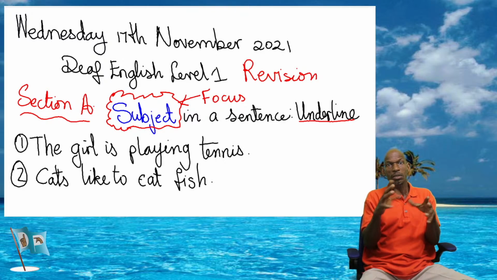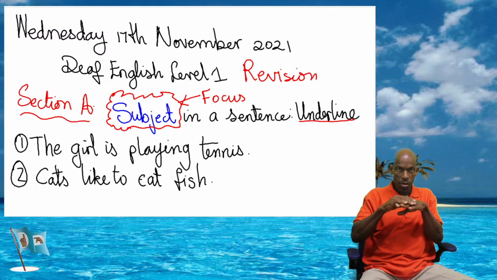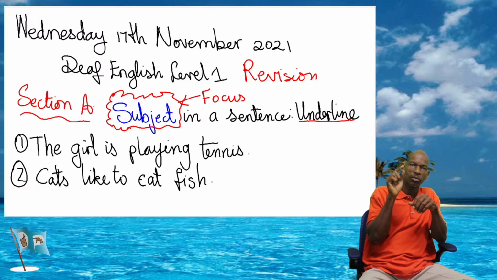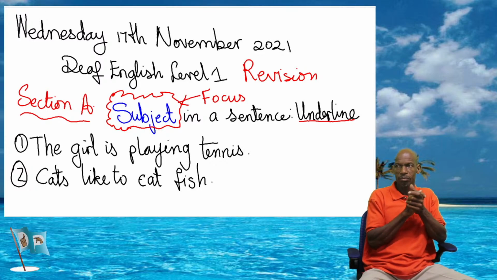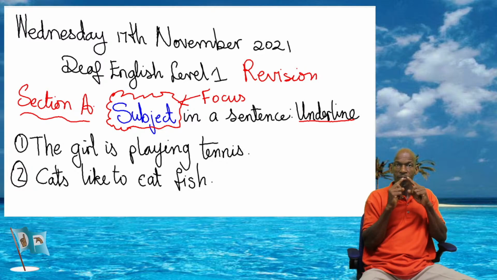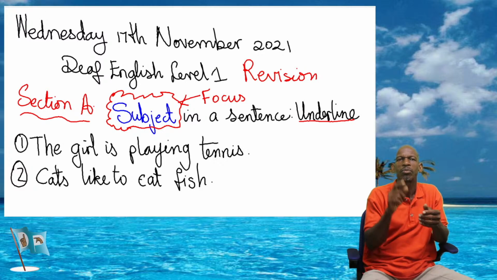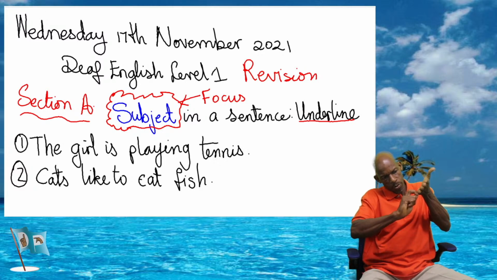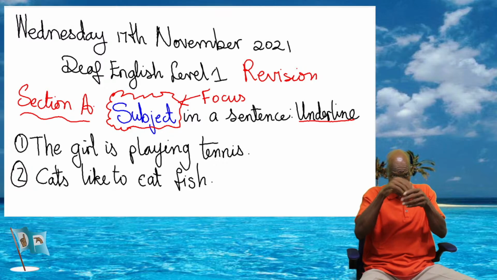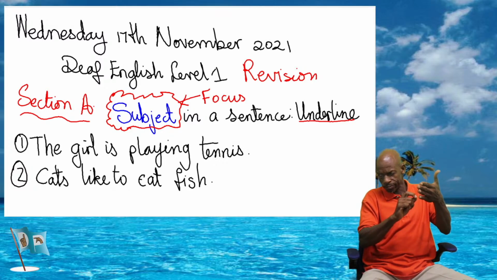Okay, so let's start with this. Selwyn, I'm going to explain, and afterwards you are going to complete it and get the answers. The instruction in section A is that you are going to underline, or draw a line under, the subject of the sentence.